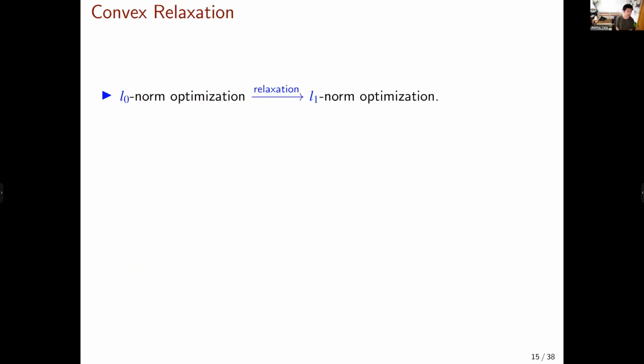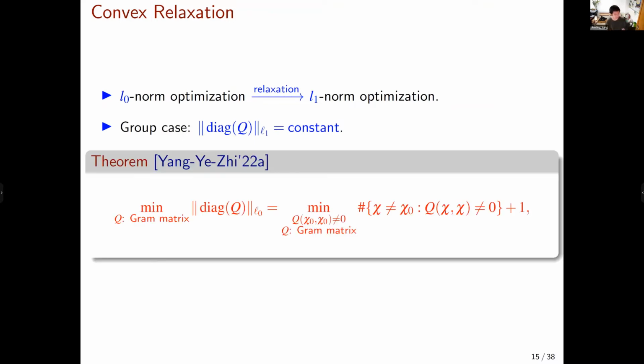And we know that L0 norm optimization problems are always hard to solve. So we may consider its convex relaxation problem, which is an L1 norm optimization problem. However, unfortunately, since G is a finite abelian group, the L1 norm of the diagonal elements of the Gram matrix is always constant. So we must change our problem.